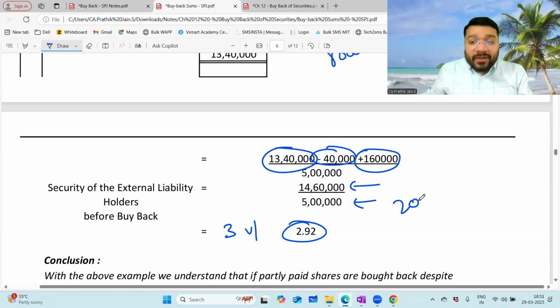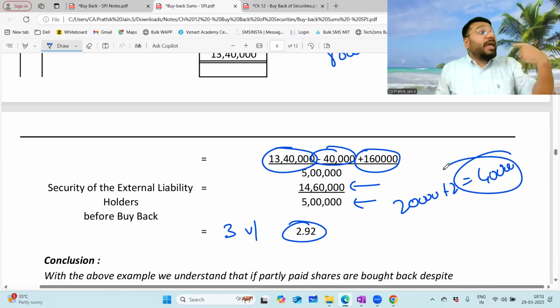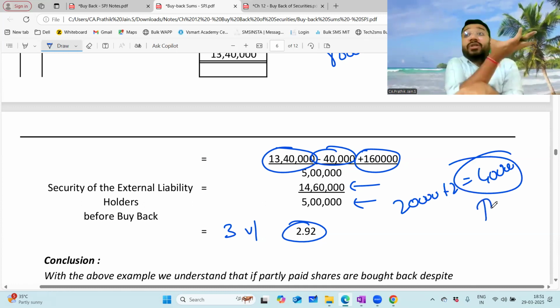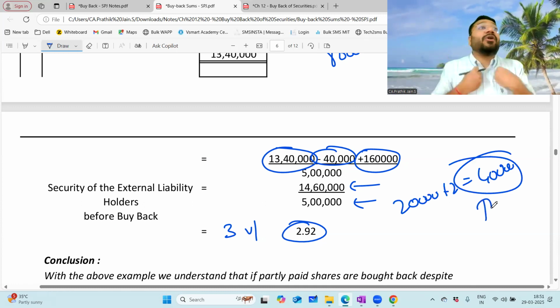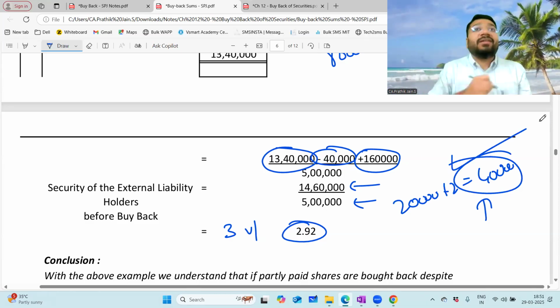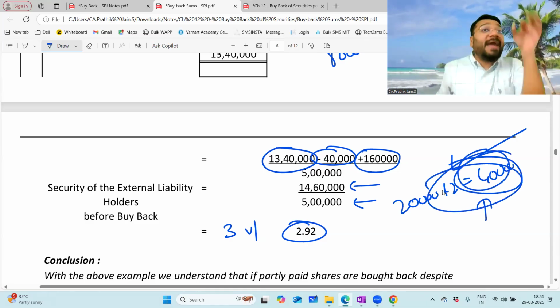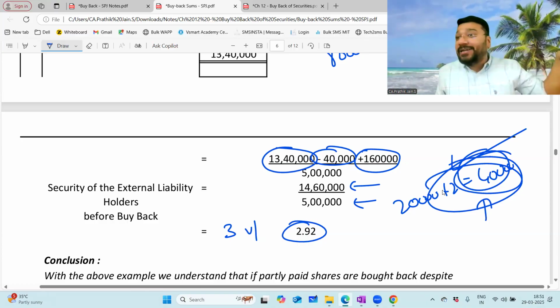20,000 into 2 rupees, which is how much? 40,000 rupees, which, as the external liability holders, I was relying on. This 40,000 never collected. Hence, my security got reduced to the extent of 40,000 rupees. So if you buy back the partly paid up shares, your security is getting reduced by 40,000 rupees. So the external liability holders are still getting affected.